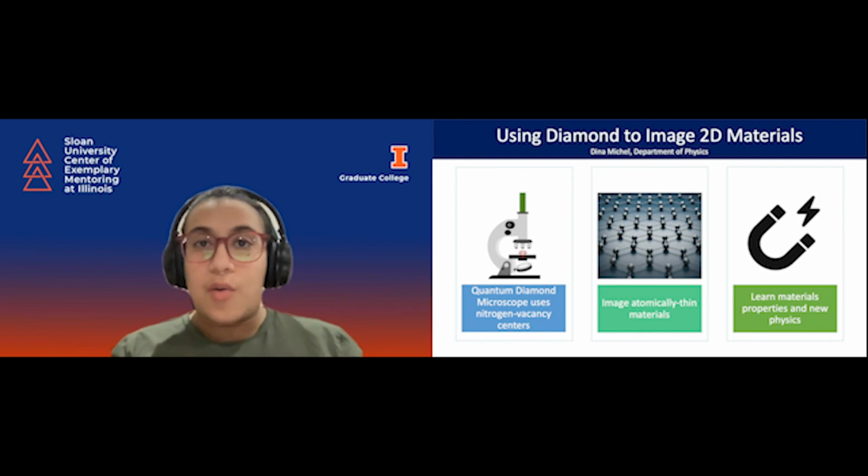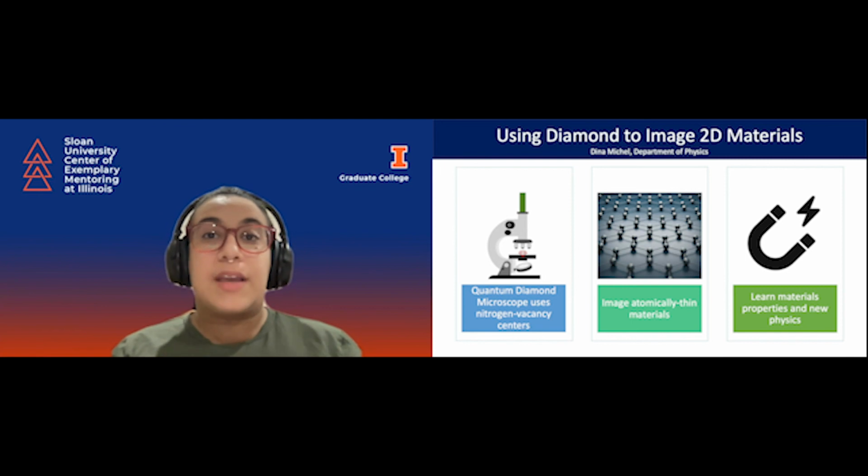To start, what is a quantum diamond microscope? It's a microscope that relies on the properties of a special kind of diamond that has a very useful defect. Diamond is comprised of carbon atoms, and this particular kind of diamond is said to have a defect because some of the pairs of carbon atoms are replaced by a nitrogen atom and a corresponding empty space that's called a vacancy.